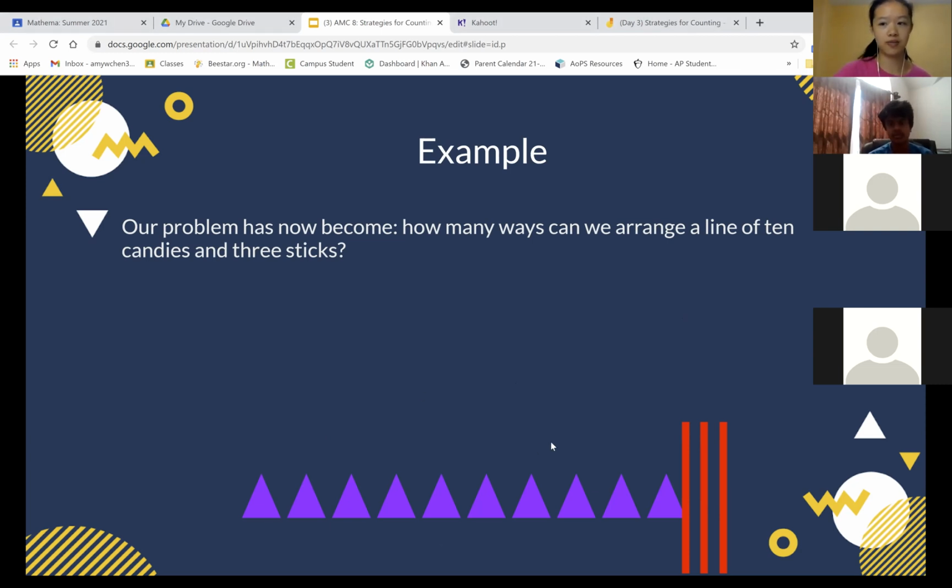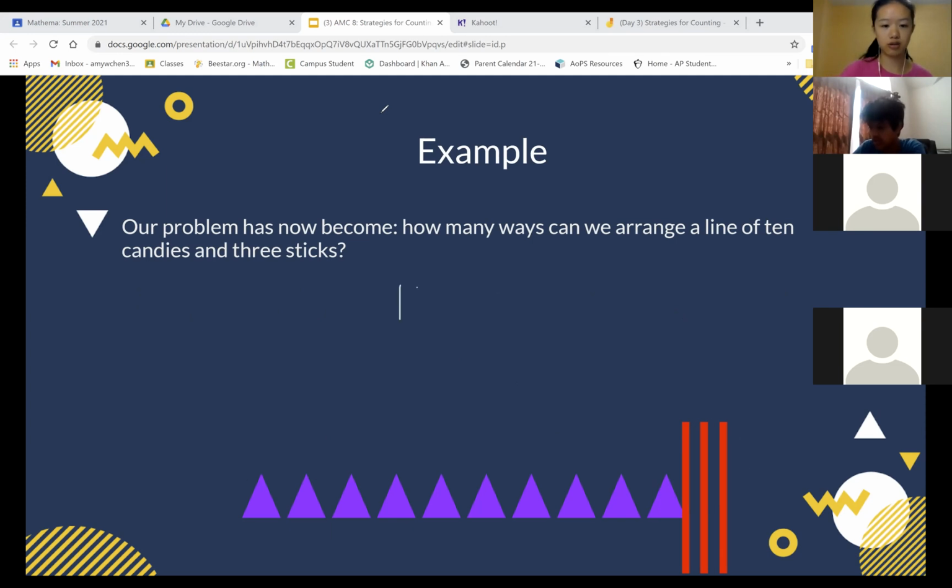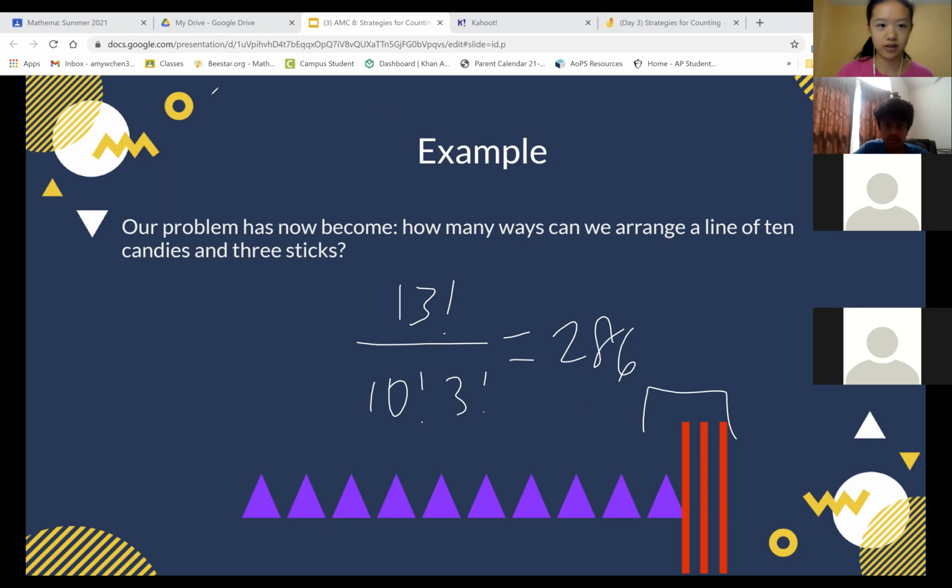So if we have 10 of one object and 3 of another, the total number of ways to arrange this would be 13 factorial. And then we divide by 10 factorial because these 10 objects are identical, and we also divide by 3 factorial because those objects are identical. So we can just evaluate 13 factorial divided by 10 factorial times 3 factorial, which is 286, I'm pretty sure.